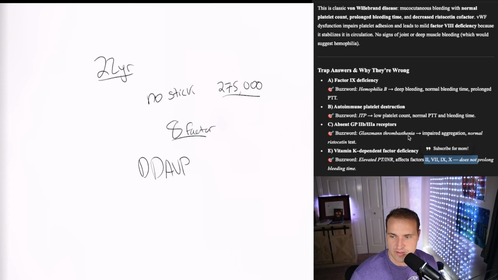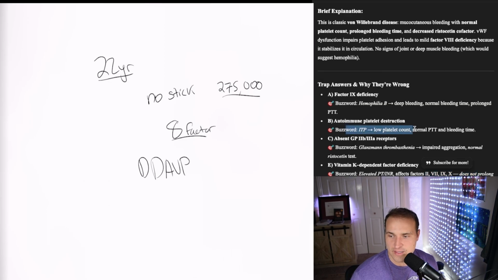So you see this when your platelets are normal and the ristocetin test is abnormal, but you have normal PTT and bleeding time for ITP, whereas these guys right here are going to be longer. There's no sticking with the platelets. All right, so that's 104. Let's go on to 105.